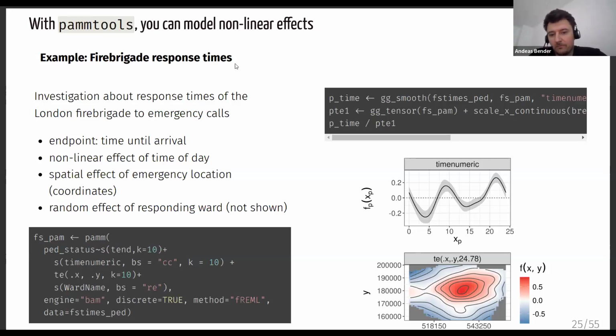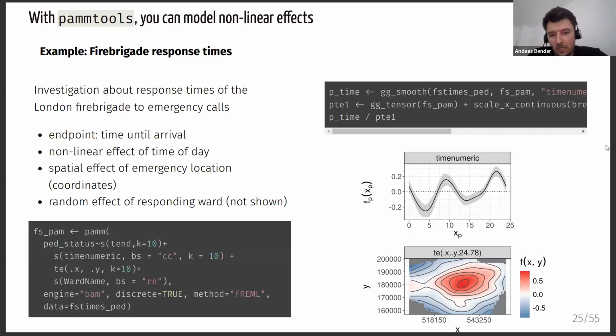You can see that during the night the hazards are lower, which means it takes longer to arrive at the scene of the emergency. So the response times are longer in the night. During the day, it gets better, but we can see another dip during the rush hours, where there's a lot of traffic, between maybe 12 and 1600. So you can really model these smooth and nonlinear relationships.